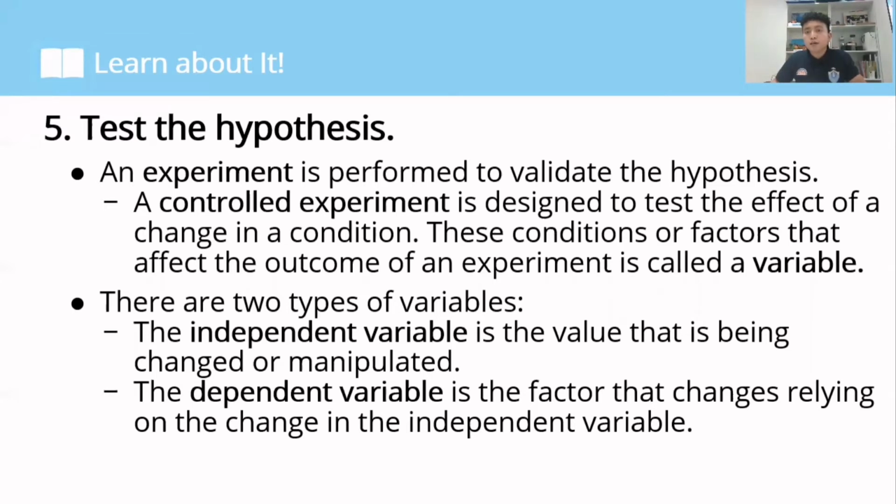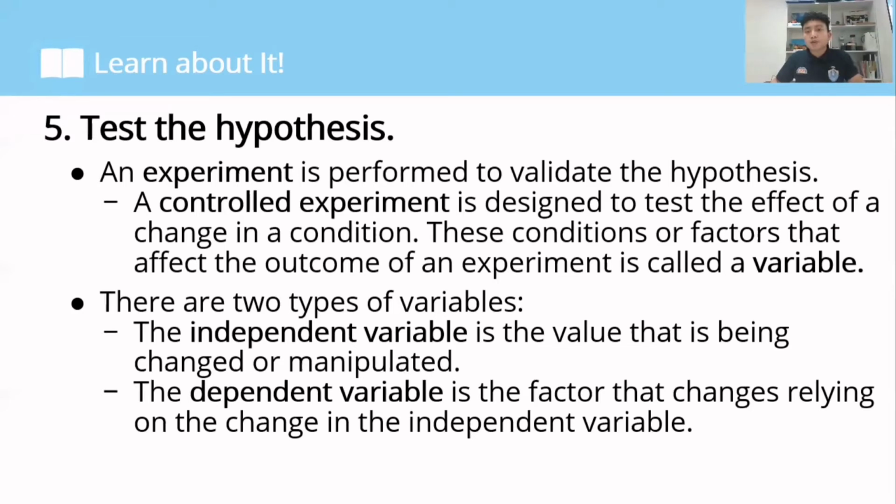Okay, in testing the hypothesis, a type of experiment called a controlled experiment is implemented. A controlled experiment is designed to test if a specific change in the condition you hypothesize would cause a change to another condition. This type of experiment is called a fair test. These conditions or factors that affect the outcome of an experiment are called variables. Generally, there are 2 types of variables.